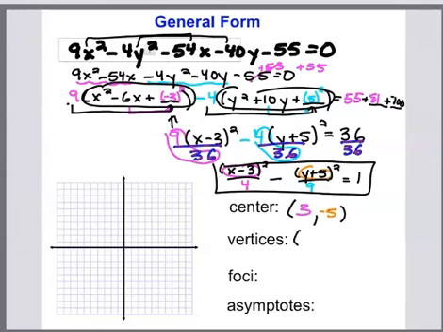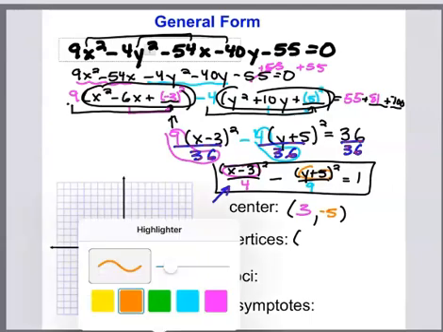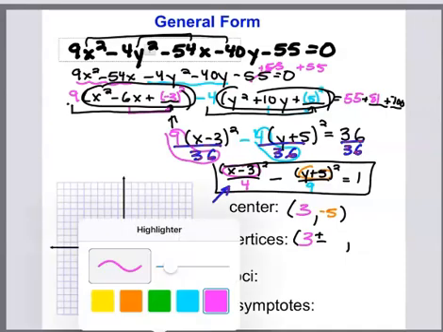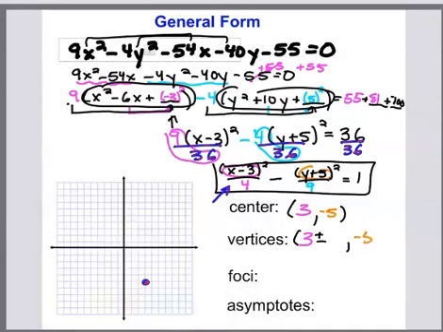Let's go ahead and plot that. This is 3, 2, 4, 5. There's the center. Now, because the x is first, we're going to add and subtract to the x's. So this is 3 plus minus. So we're adding and subtracting to the x's. So the square root of 4 is 2. So our a is the square root of 4, which is 2.